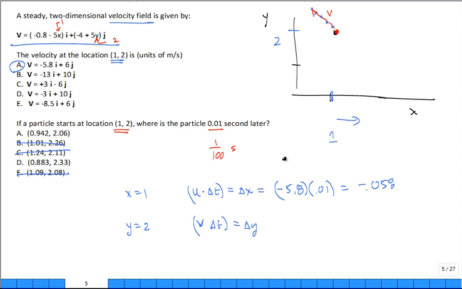So the new x is 1 minus 0.058. So that becomes 0.942. And then the y, same thing. The new y is the old y. It started at 2. And it travels, I didn't do the computation here, this is 6 times 0.01, 0.06. Plus 0.06, so the new y is 2.06. So it's at this new location, 0.9 something, 2 point something.